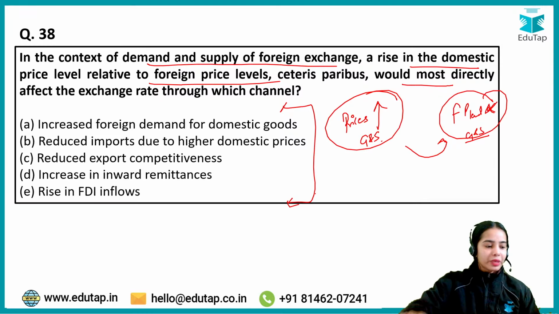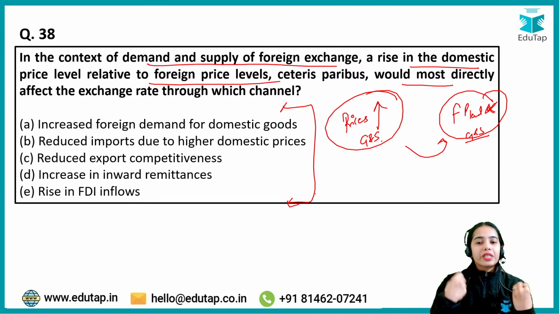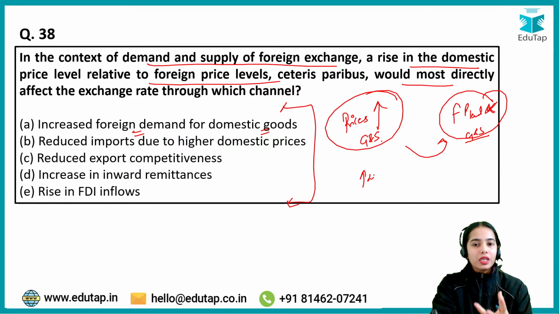Think about it. If the prices of goods and services are increasing in our country while the foreign price level is not changing, this will lead to increased foreign demand of domestic goods. If the price of our goods is increasing, will the goods be demanded more? I don't think so. If the prices are increasing, the demand should reduce. Reduced imports. If the foreign price level is the same and the price in our country is increasing, will we decrease our imports? No, because the foreign prices have not changed. So why would we decrease the imports?